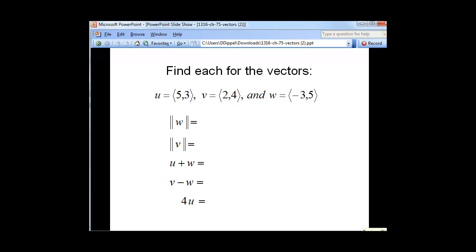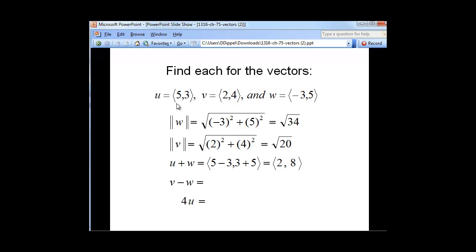Okay, now just some quick examples to remind you what to do. Suppose you have u is <5, 3>, v is <2, 4>, and w is <-3, 5>. The norm of w, that's when you take the square root of 3 squared plus 5 squared, which makes the square root of 34. That's 9 and 25. Okay, the norm of v, that's the square root of 2 squared plus 4 squared, which is 4 plus 16, makes the square root of 20. You can simplify that as 2 square root of 5 if you like.